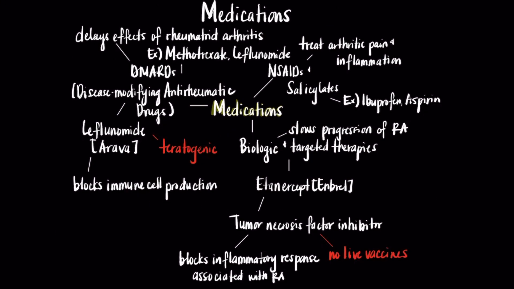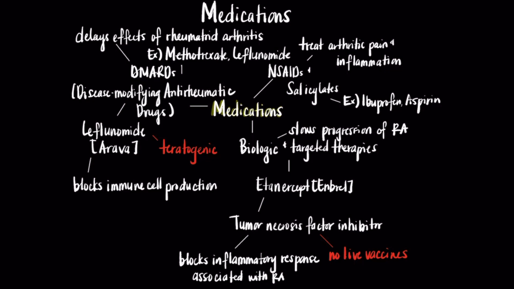Medications used to manage rheumatoid arthritis are NSAIDs and salicylates, DMARDs, or disease-modifying anti-rheumatic drugs, and biologic and targeted therapies like tumor necrosis factor inhibitors. In mild to moderate cases, NSAIDs and salicylates are used to treat arthritic pain and manage inflammation. Examples of these medications are ibuprofen and aspirin.